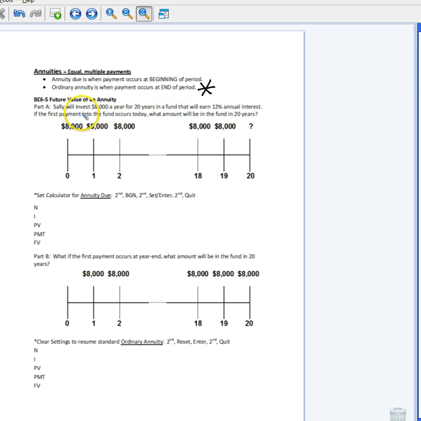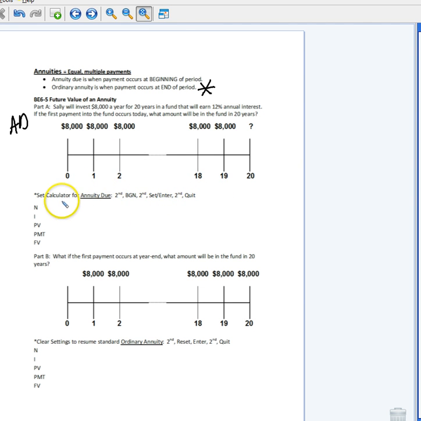Okay, let's look at this. Sally will invest $8,000 a year for 20 years in a fund that'll earn 12% annually. If the first payment in the fund occurs today, what amount will be in the fund in 20 years? So this is annuity due, right? Because the payment occurs at the beginning of the period. So if we have an annuity due, there's certain things you have to do on your calculator, and here are the instructions, and we'll go through those in just a second.